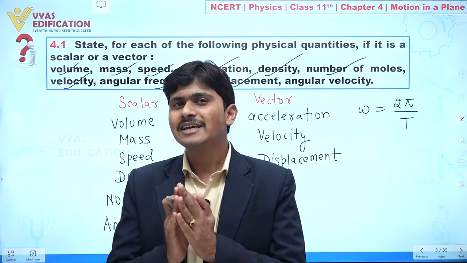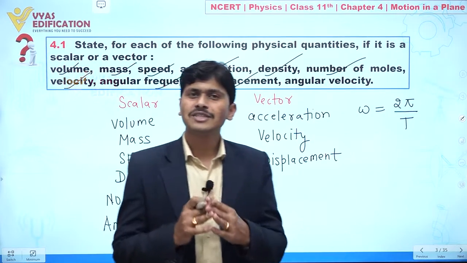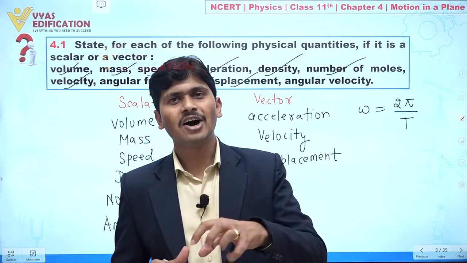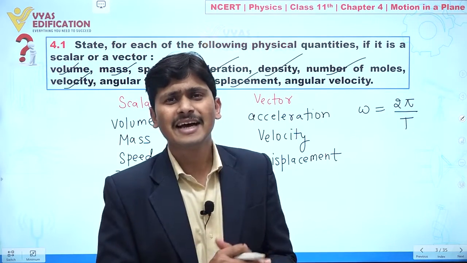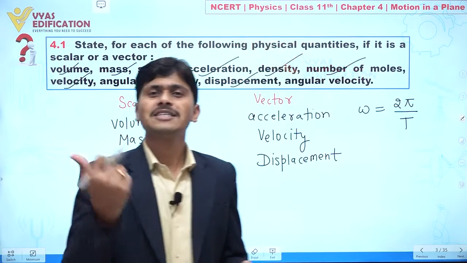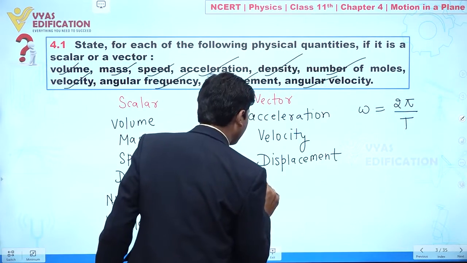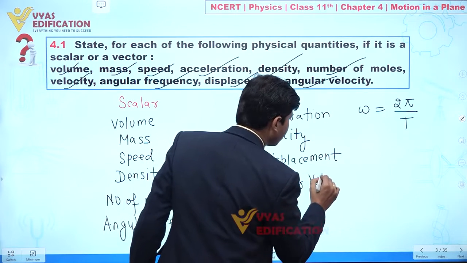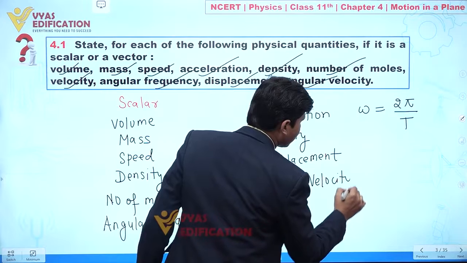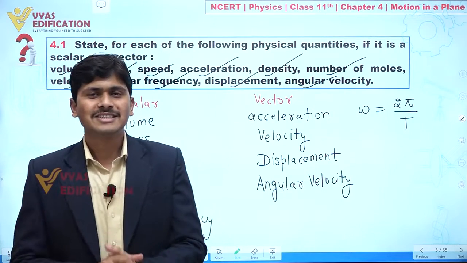Now if we talk about angular velocity, if you know the different types of vectors, angular velocity comes into the category of axial vector. And axial vectors always have a direction along the axis of rotation. So we will put angular velocity in the category of vector. So this is all about this question.